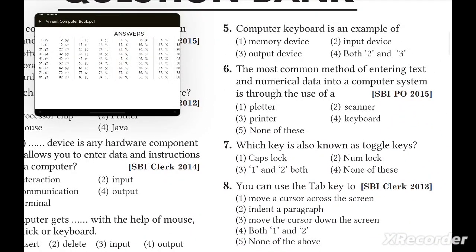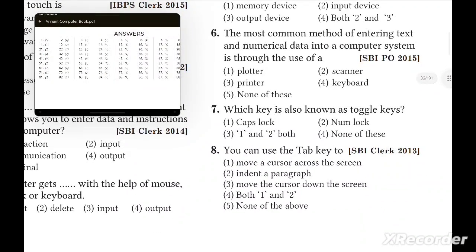Next question. Computer keyboard is an example of: first, memory device; second, input device; third, output device; fourth, both second and third. The correct answer is second, input device. Next, the most common method of entering text and numerical data into a computer system is through the use of a: first, plotter; second, scanner; third, printer; fourth, keyboard; fifth, none of these. The correct answer is fourth, keyboard.